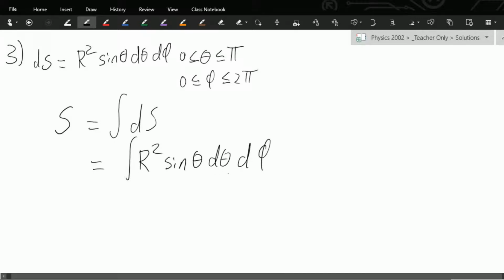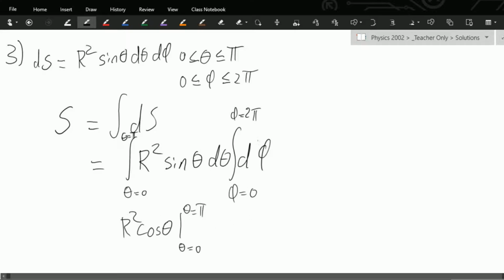But we have two integrals, or two infinitesimals, so we integrate twice. This one goes from phi is equal to 0 to phi is equal to 2 pi. This goes from theta is equal to 0 to theta is equal to pi. So when we integrate sine of theta, we're going to get a cosine of theta, cosine of theta evaluated from theta is equal to 0 to theta is equal to pi. We have our r squared out front. And then from this one, we're just going to get a 2 pi.